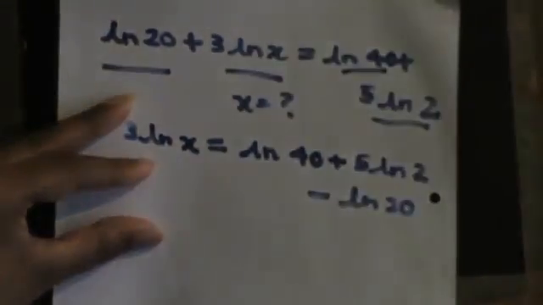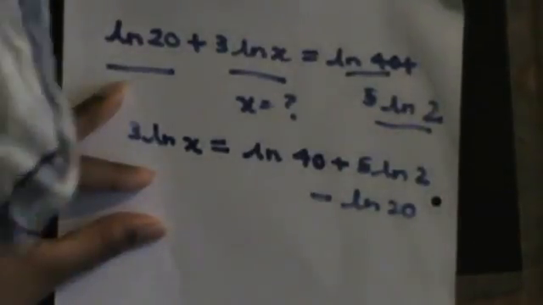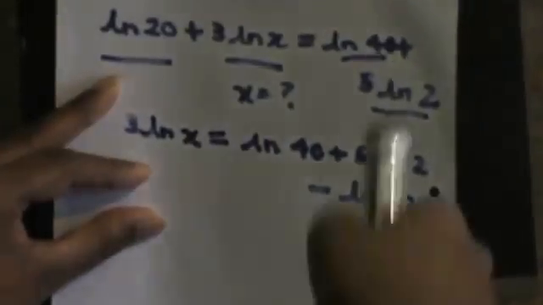First, I'll say this is equal to 3 ln x plus, on the right, I'll take this term here, so it will be ln 40. Otherwise it will be minus ln 4, plus 5 ln 2 minus ln 20. So now I have isolated x on the left side, and now I have solved for the right.